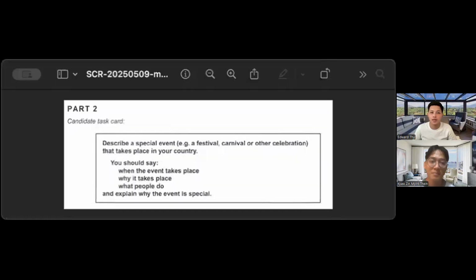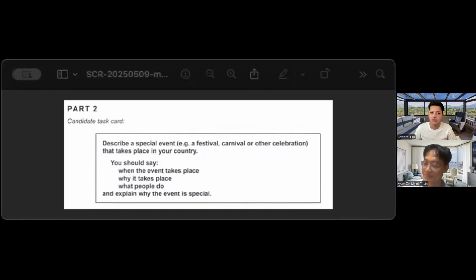All right. So, we'll be moving on to Part 2. Okay. So, I'm going to share my screen to show you the cue card. Okay. Can you see it? Yes, I can. All right. So, you'll be describing a special event that takes place in your country. You'll have to talk about this for 1 to 2 minutes, and you have a minute to think about what you're going to say. Do you have pen and paper? Yes. All right. So, you can start making notes.